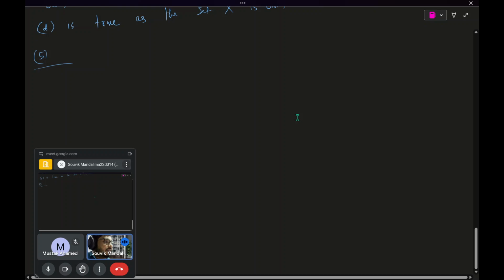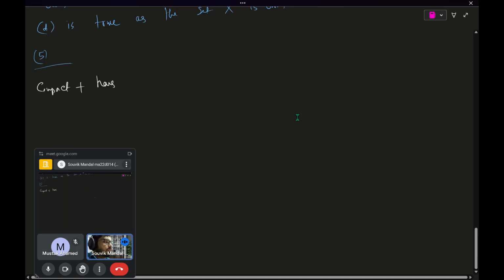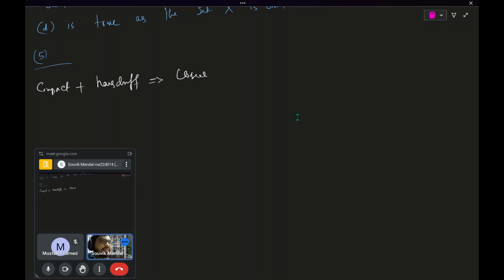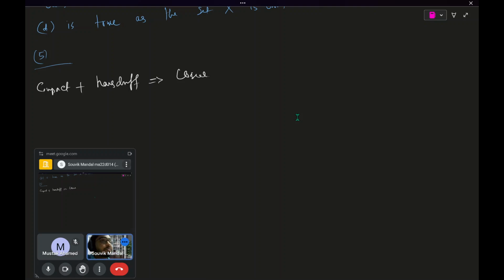So we have seen that compact plus Hausdorff implies closed. That is, if a given set is compact and the mother space is Hausdorff, then the compact set is always closed. If you look into the proof, then the Hausdorff property is actually what we are using. So if the space is not Hausdorff, compact does not necessarily imply closed. That's why you need to provide a counterexample. One possible very good counterexample is the following.